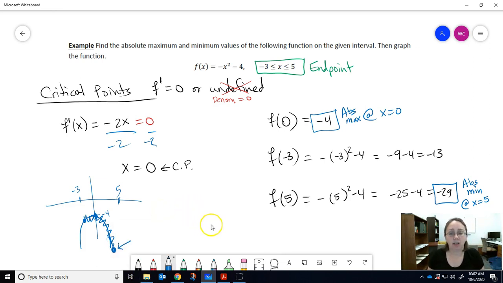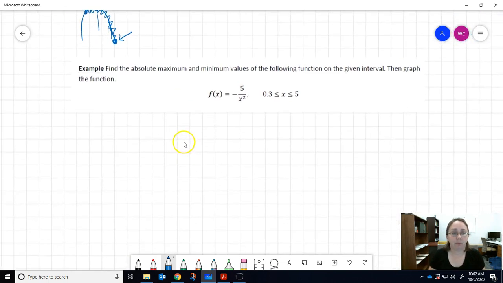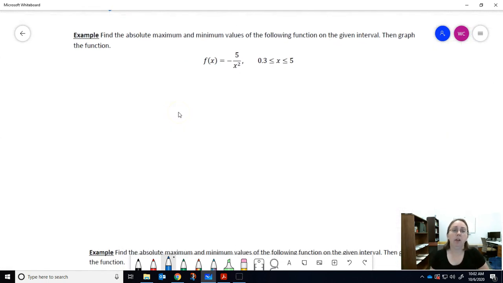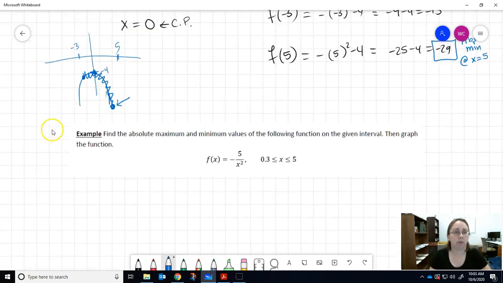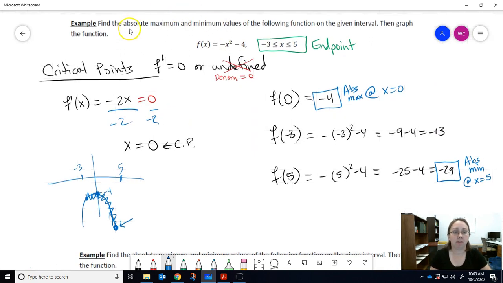All right, so let's try another one. Keep getting more interesting here. Find the absolute max and min values of the following function on the given interval. Then graph the function. Did I graph the function? Oh, I was supposed to graph the function here too. Oh, my bad. All right, so I kind of did it with the other tools, but we can still graph it using this information we have here.